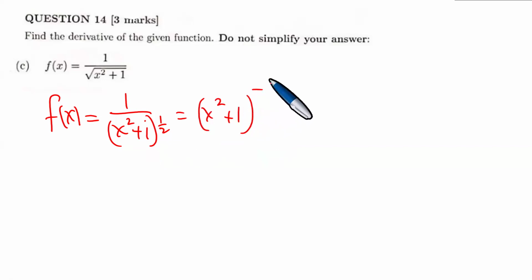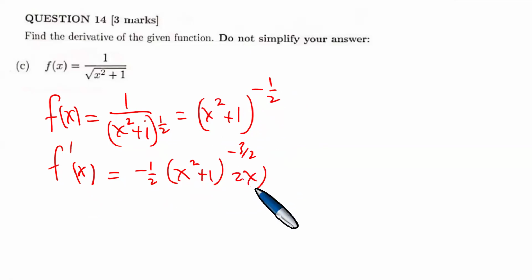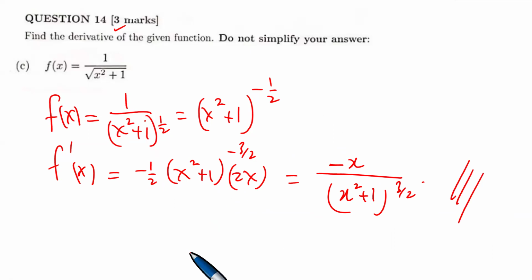plus 1 to the minus 1 half, which means the derivative is minus 1 half, x squared plus 1 to the minus 3 over 2, and therefore the derivative becomes exactly 2x there. You do not need to do a lot of simplifications, but 2 cancels 2, giving us negative x divided by x squared plus 1 to the power 3 over 2. So this becomes the answer.